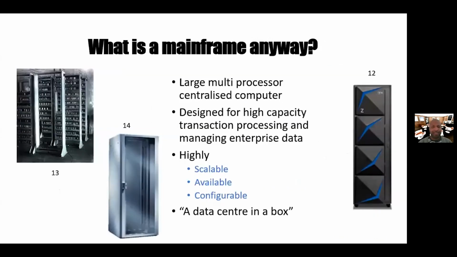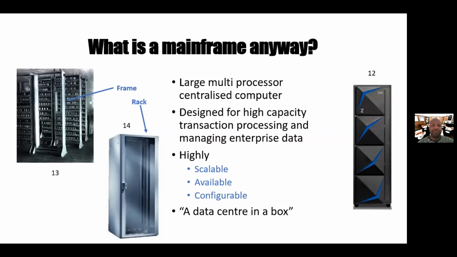Now, just to explain, the frame in mainframe literally refers to the iron box that you used to hang the components in. So effectively, we're really talking about a rack, right? A frame is effectively a rack. And this hints at the relationship between what we would think of as racks of servers now, which are now cards, and what the mainframe does itself.